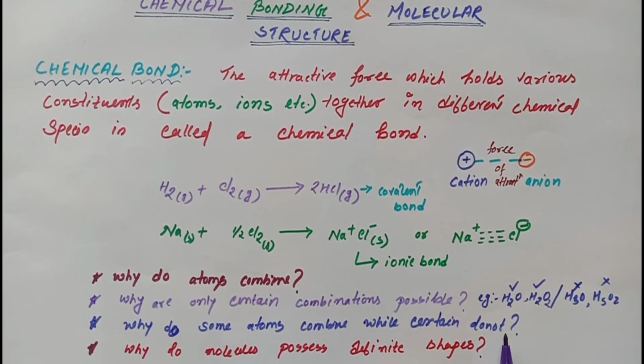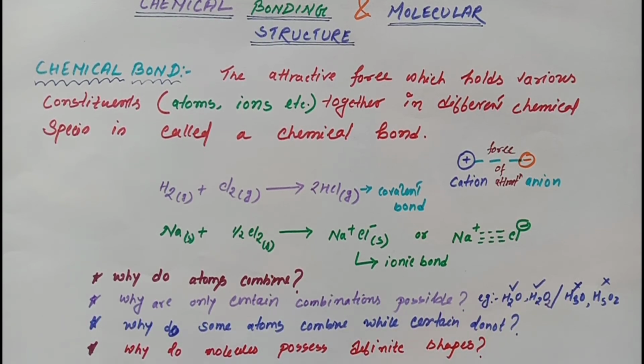We all know that in the periodic table 118 elements are known. But the noble gases, that is the group 18 elements, do not participate in any chemical bond. So why do they not combine with other atoms or elements? That is also a question in our mind.